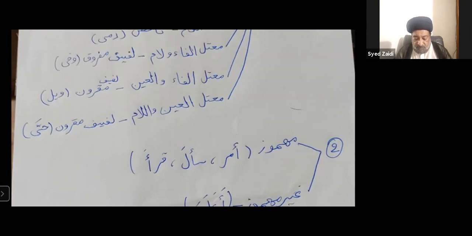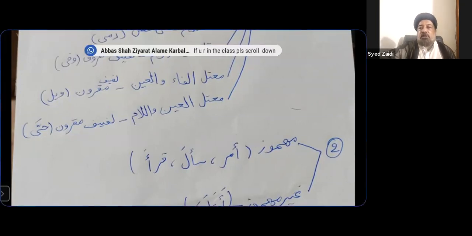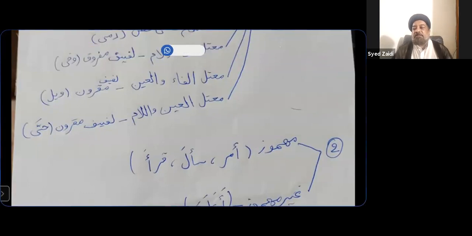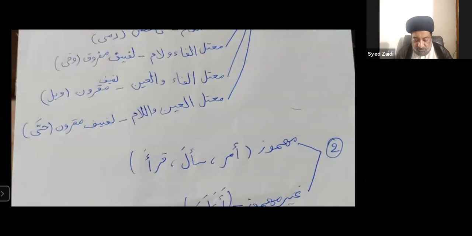Therefore, ghayr mahmuz, I've given an example. Jafri Saab, please scroll up the page, please. Well, I think Jafri Saab cannot scroll it, or maybe not listening to me. He cannot hear me.